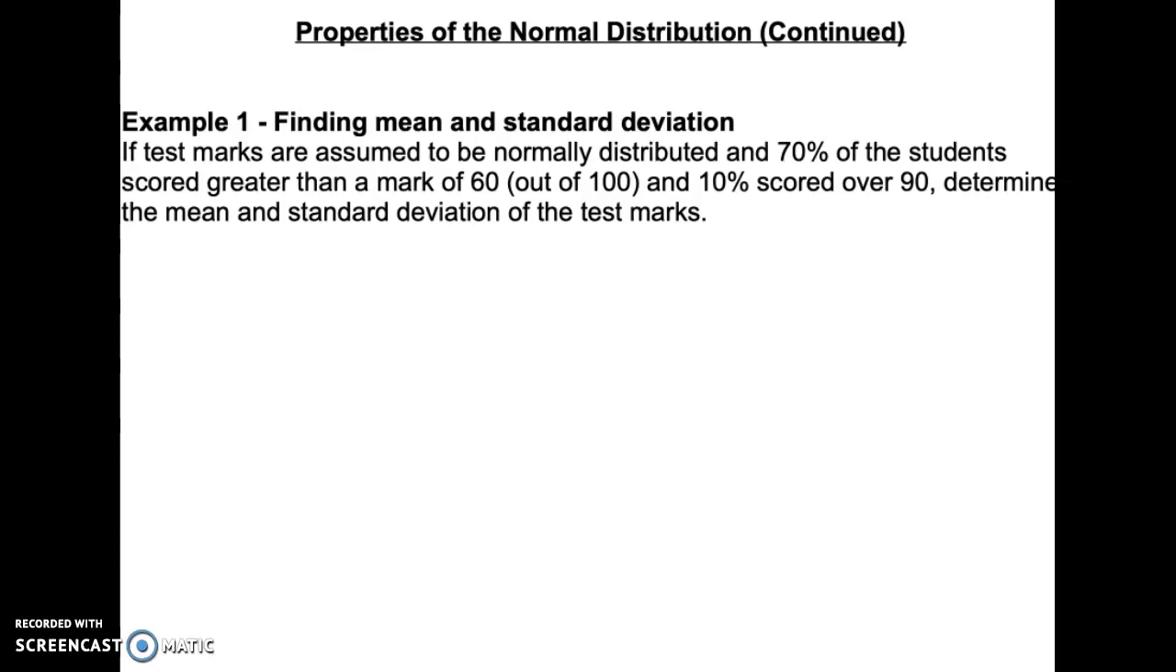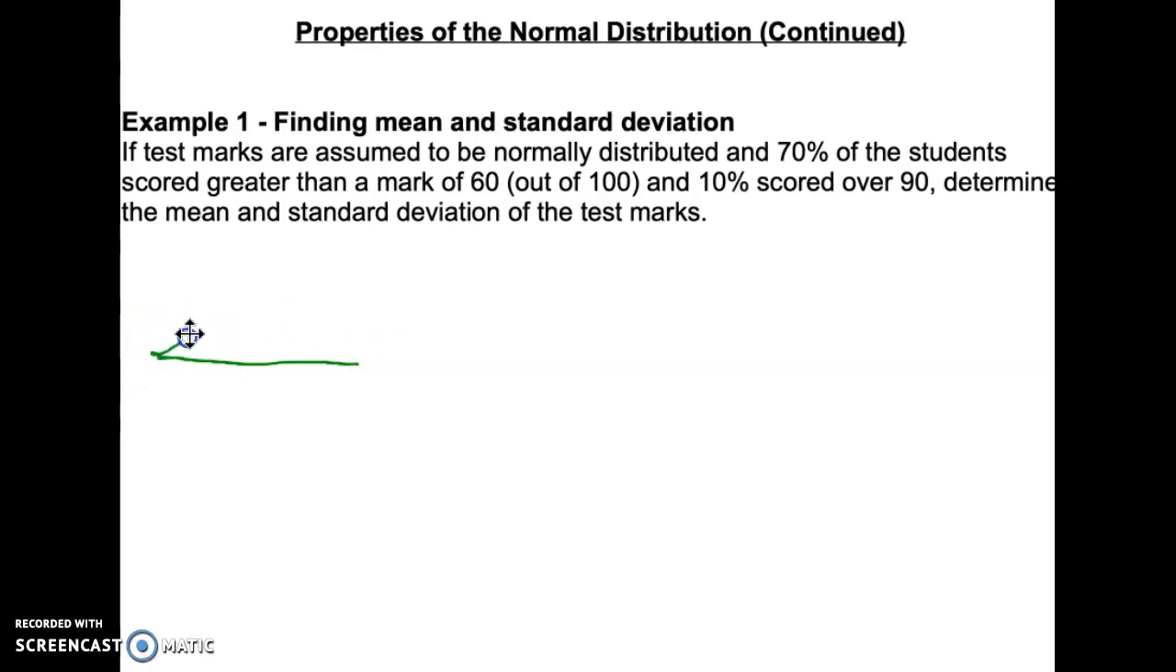So today we're going to continue talking about normal distributions. In example 1, it says if test marks are assumed to be normally distributed and 70% of students scored greater than a mark of 60 out of 100 and 10% scored over 90, determine the mean and standard deviation of the test marks. So let's start by drawing out what we know.